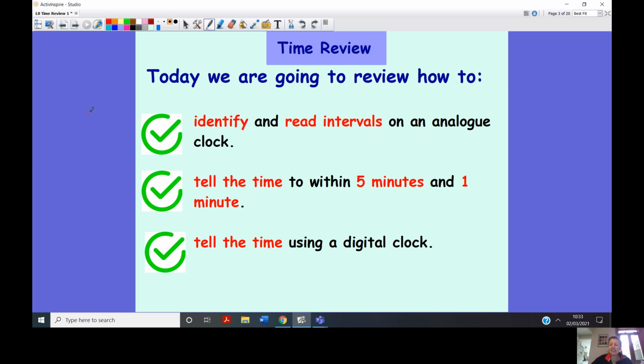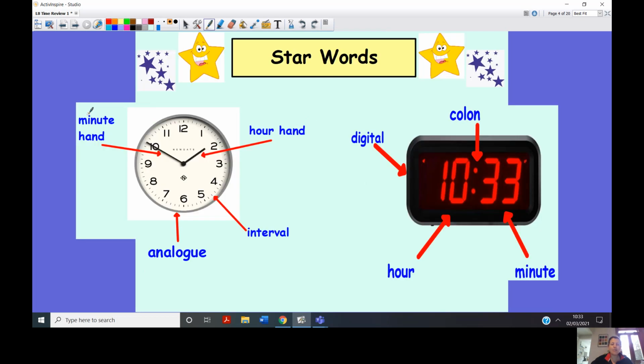So let's have a look at today's star words. Remember, my turn, your turn. Minute hand, hour hand, interval, which are these little periods of time here, analog. Then we have digital, colon, minute, hour. Good. So think about those 2 images of the analog clock and the digital clock.